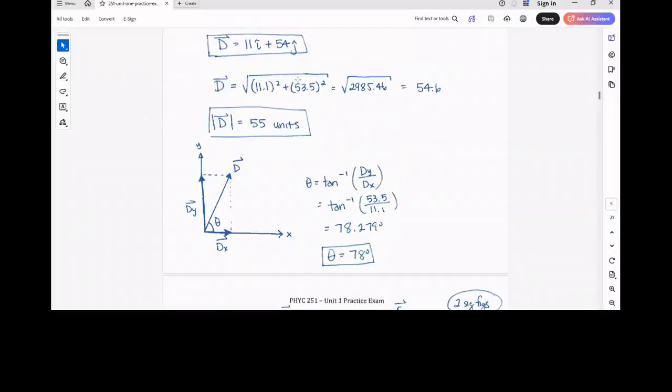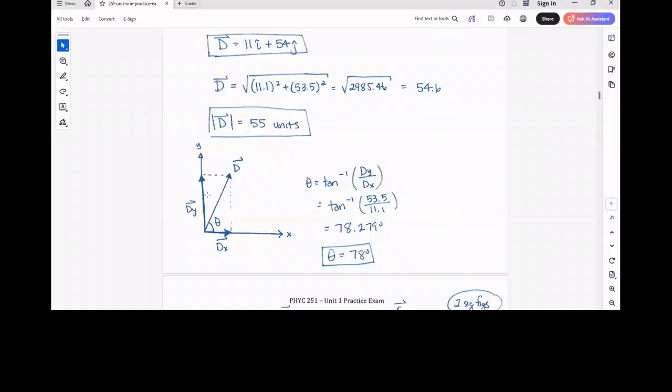Because both the X and the Y components are positive, I know vector D is going to live in quadrant 1. So I can plot vector D in quadrant 1 and then just decompose it so that I can project the dx vector onto the x-axis and the dy vector onto the y-axis. And I'm choosing to give this angle with respect to the positive x-axis. So when I use the inverse tangent, the opposite is going to be dy. The adjacent is going to be dx. So I end up with an angle of 78.279 degrees, which to 2 sig figs is 78 degrees.